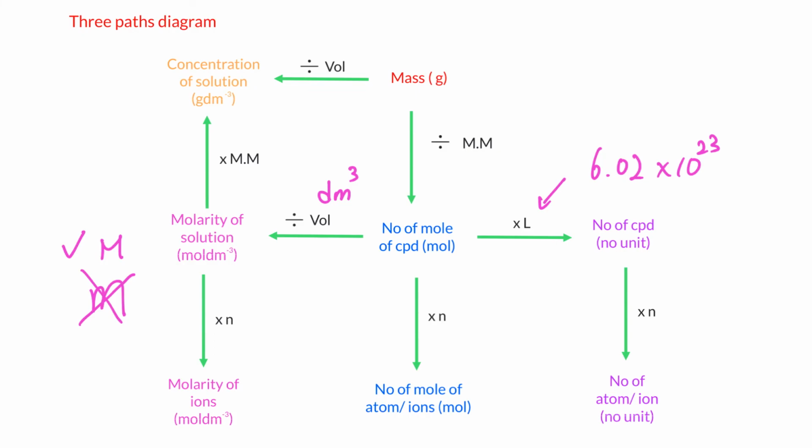So we can divide the number of mole by dm cube, and then you get the molar concentration for that. Again, you can multiply this by n to find the molarity of the ions. Later on you will see a little bit more. Or we can use the new equation M times mm to find the concentration, which is gram per dm cube. The other way to calculate concentration is mass over volume.